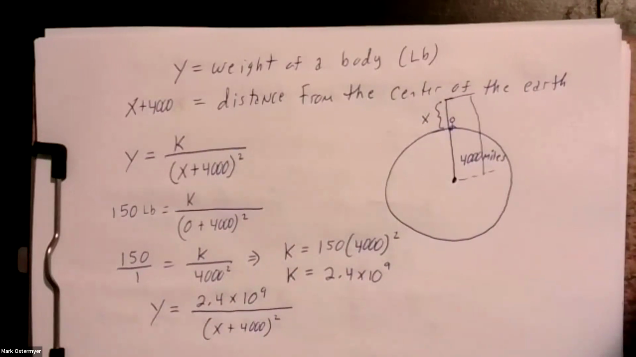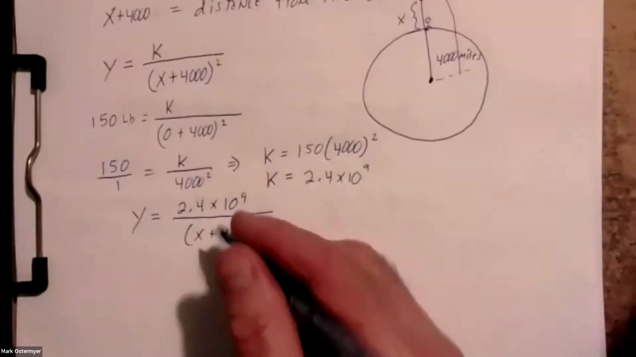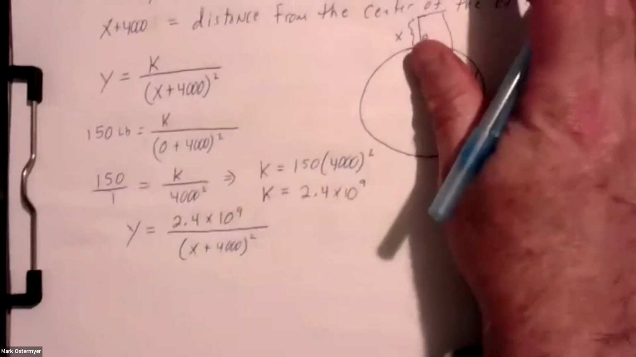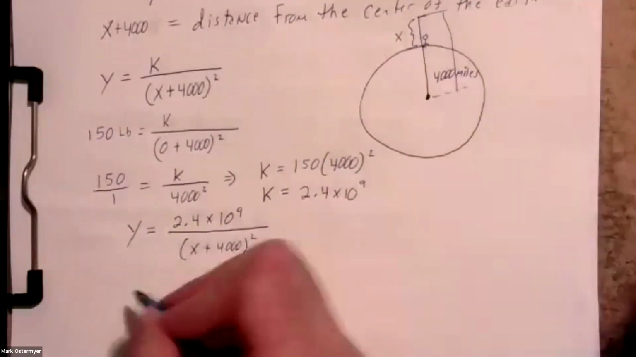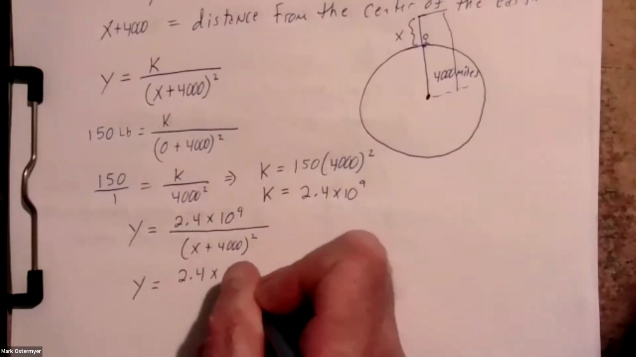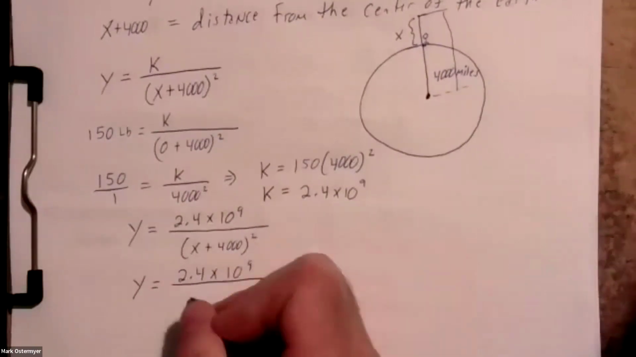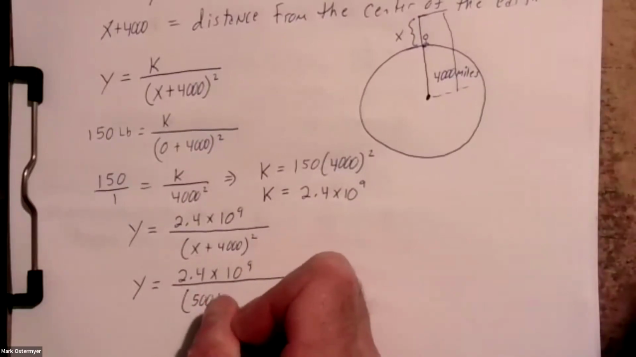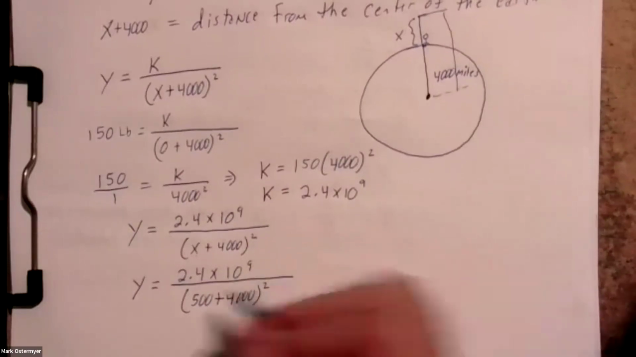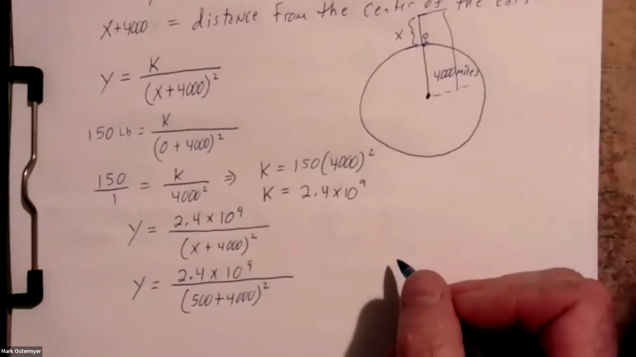If a woman's body is transported to 500 miles above the surface of the earth, how heavy is she going to be? What's going to be her weight? Well, now we just let x be 500 miles. She's going to be 500 miles above the surface of the earth. So her weight is going to be 2.4 times 10 to the 9th power divided by 500 miles plus the radius of the earth, 4,000 miles, squared. This is going to give us the weight of the woman in pounds.